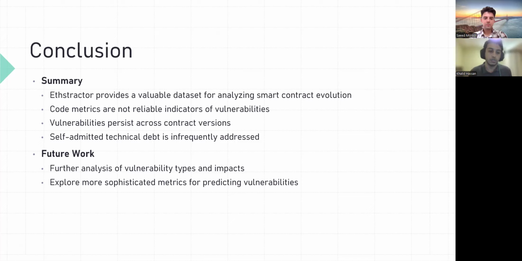In the future, we'd like to further analyze different types of vulnerabilities and their impacts on smart contracts, and would like to also try and use more sophisticated metrics for predicting the vulnerabilities.